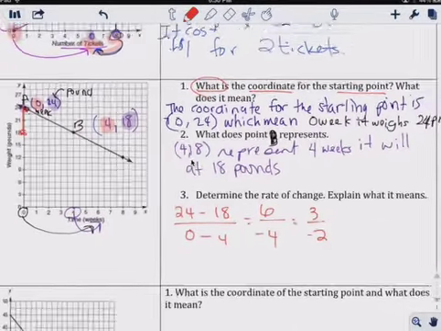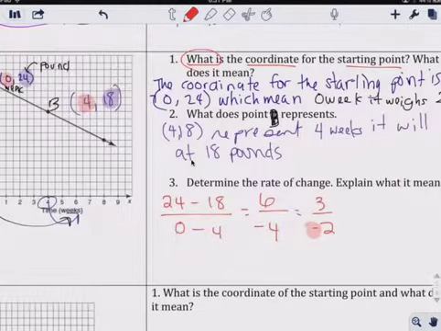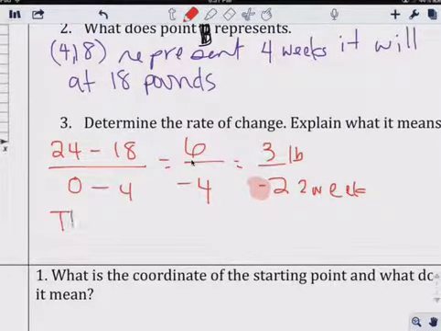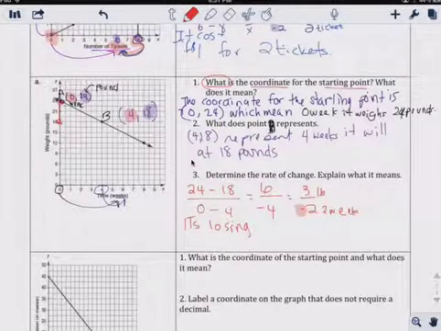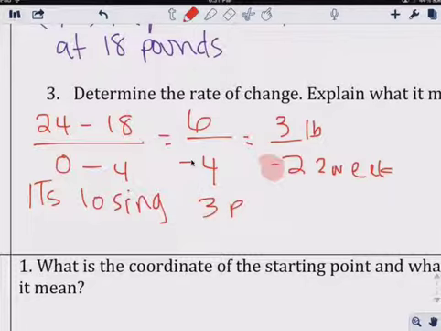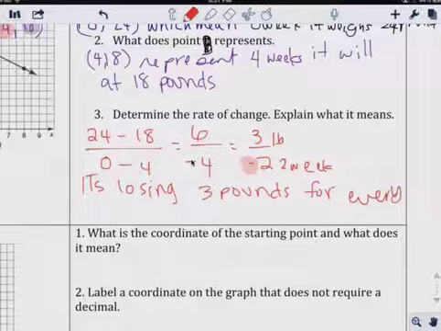Okay? What does it mean? First of all, the weight is coming down. 18 and 24 are pounds. So this is 3 pounds for every 2 weeks. Means it's losing 3 pounds for every 2 weeks. Okay, it's losing 3 pounds every 2 weeks.